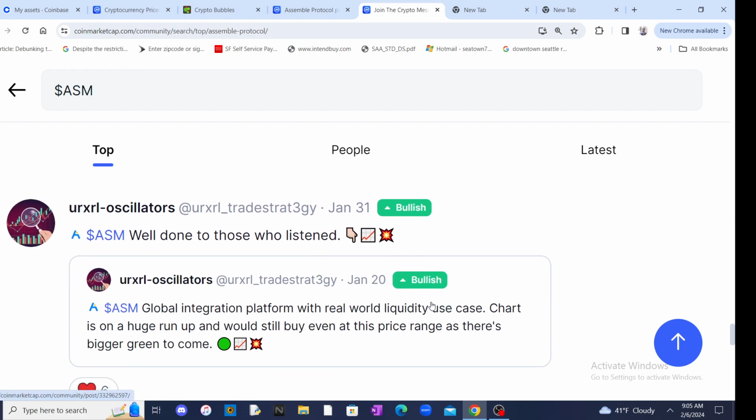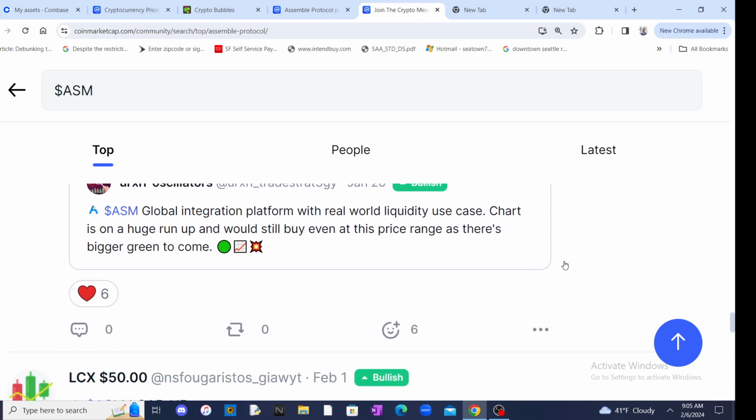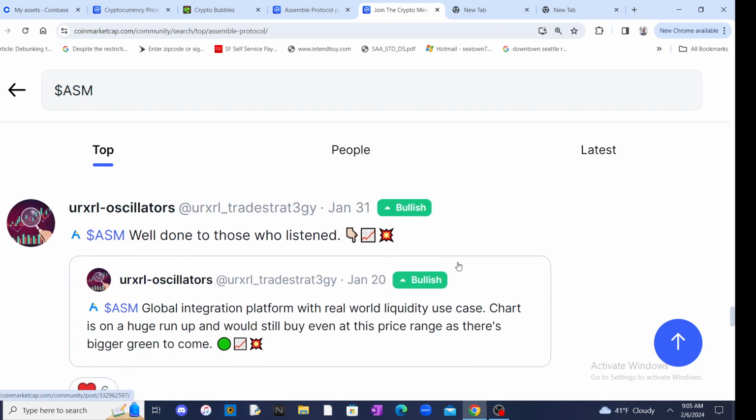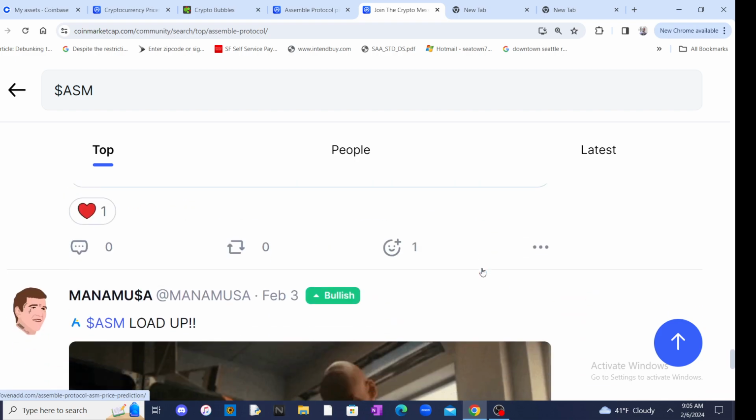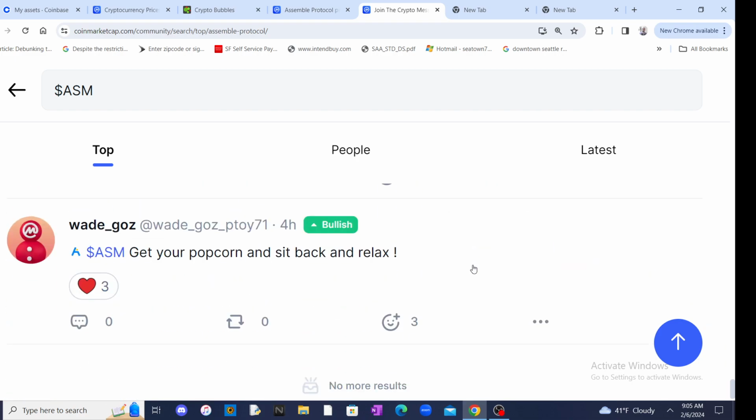ACM, well done to those who listened. It says global integration platforms with real world liquidity to use. Chart is on a huge run up and will still buy even at this price range, as there's bigger green to come. Okay, that was. Just get your popcorn and sit back and relax.